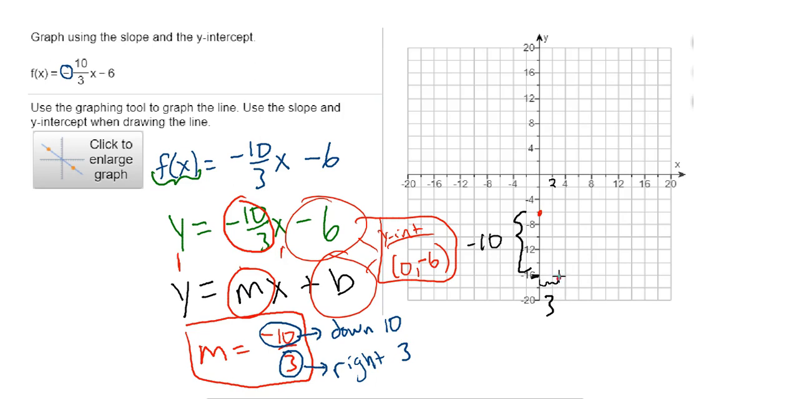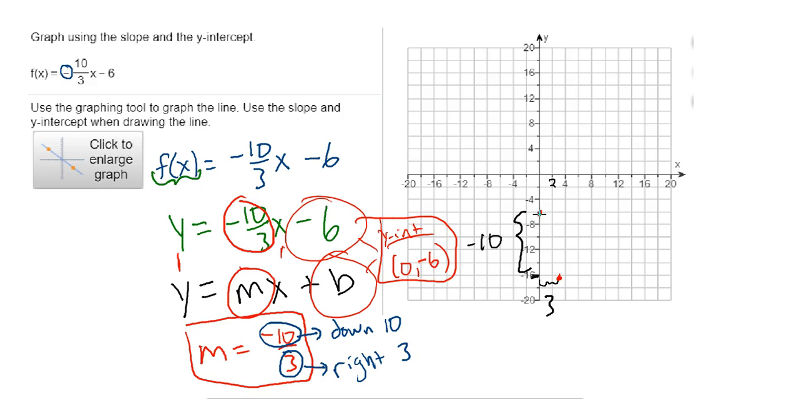And wherever we end up is another point on the line, so I go ahead and bubble it in. Right, so now we have 2 points: the one we started with, the one we were given for free from the equation, and then the one that we worked for by applying the slope to help us find it. All right, so from there, we will graph our line.